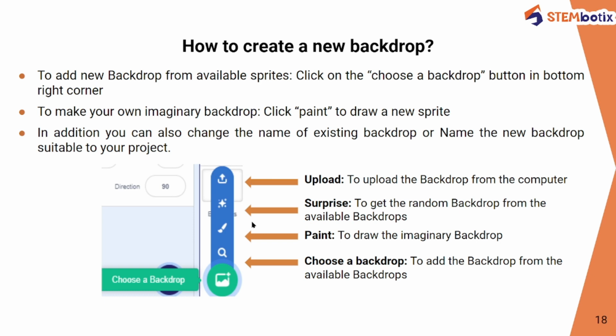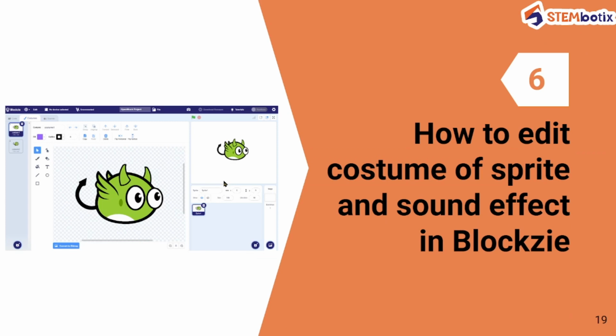So these are the four different icons which you can use. This is used to add a new backdrop. This is to search a backdrop. If you want to paint a backdrop of your choice, use this. If you want any random type of backdrop, then just click on it. And if you want to upload from your laptop or your system or your computer, just click on it. So this is all about stage and introduction to Sprite. Now we will move forward and see how one can edit the costume of Sprite and the sound effect in Blockzy.